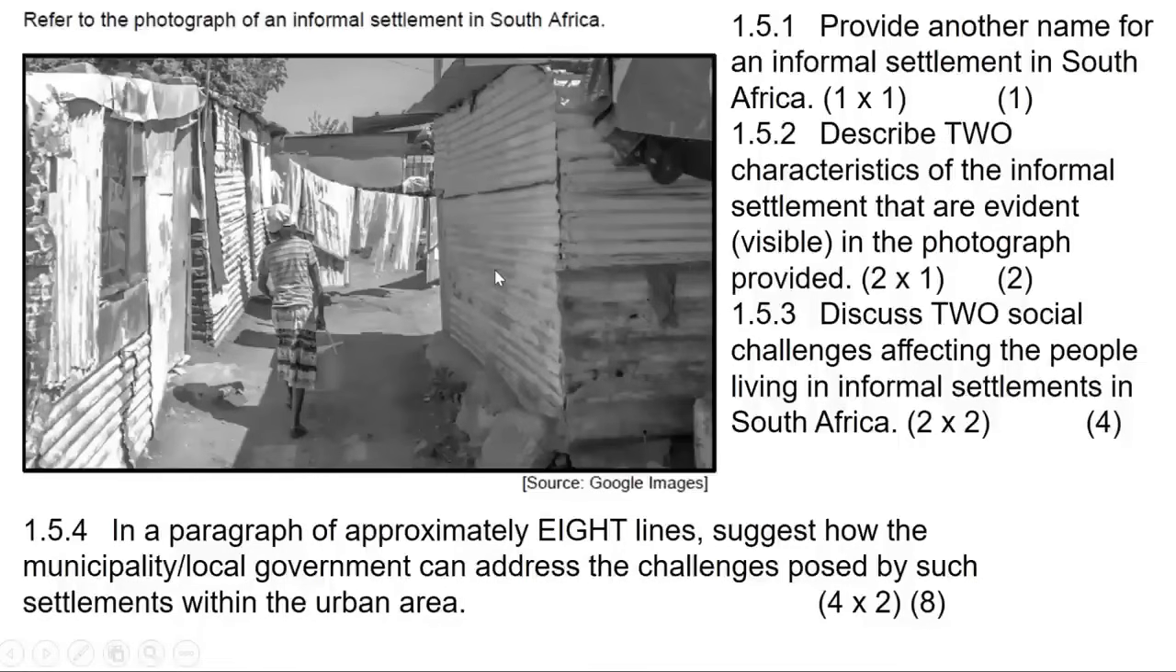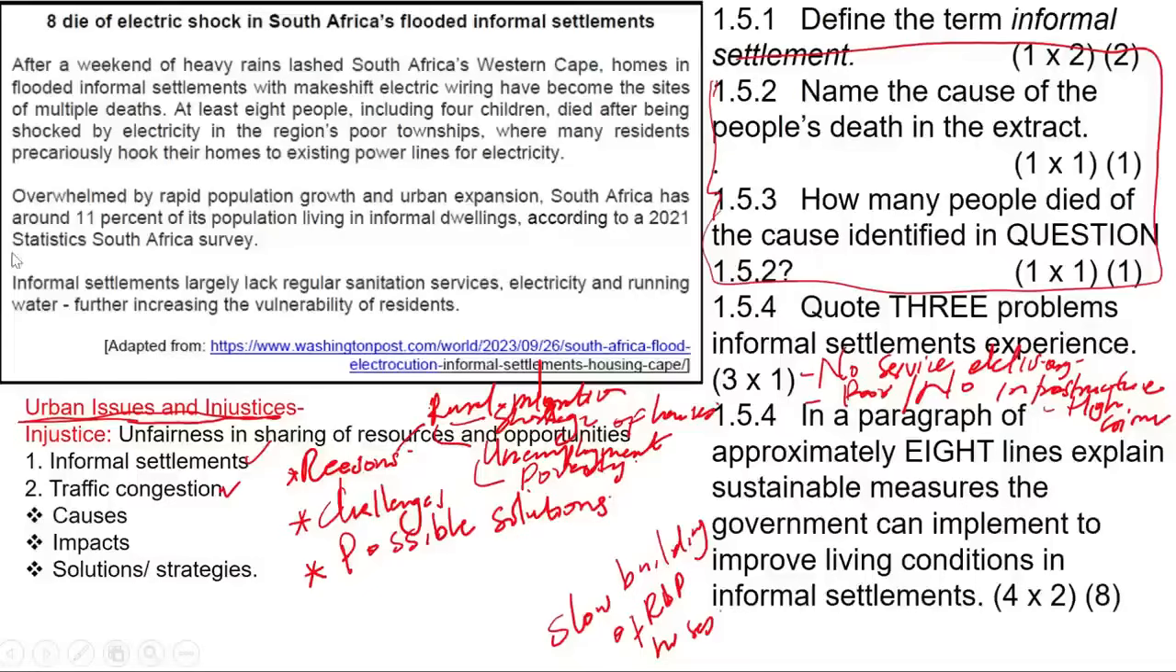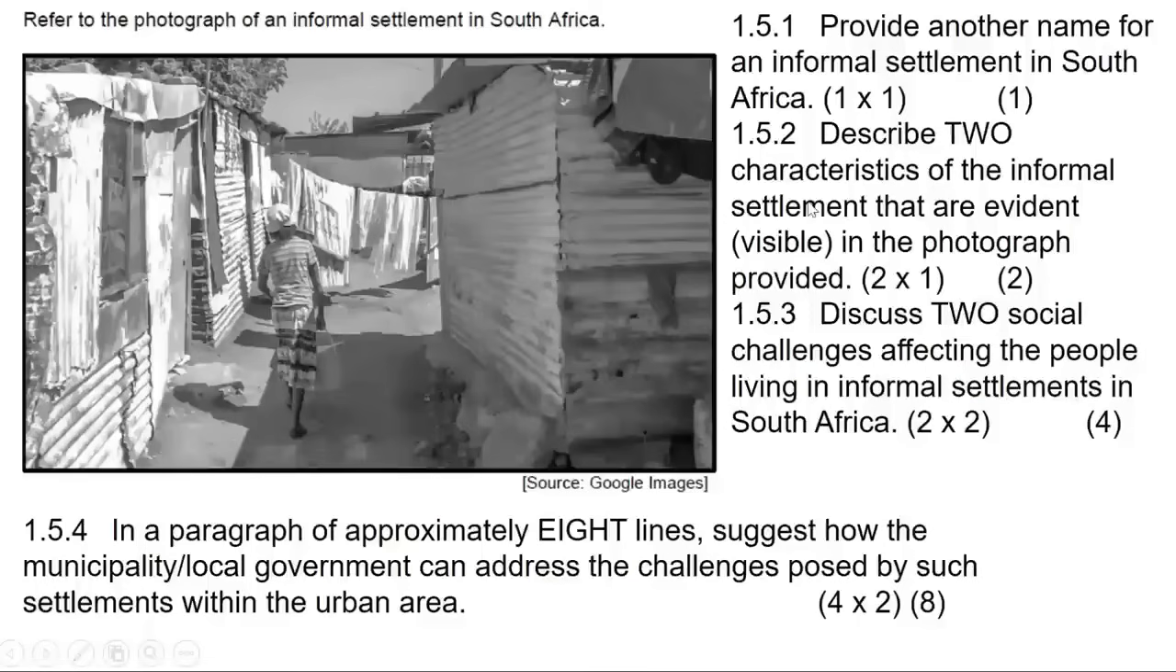So what does it show you now? We are looking at the second question on informal settlement with the same questions. As I said, remember when it comes to informal settlement, what are the causes of informal settlement? Why do we have a lot of informal settlements in South Africa? Number two, the impacts. And then what are the possible solutions? So you can look at the impacts, or you can see the challenges that are facing the informal settlement.